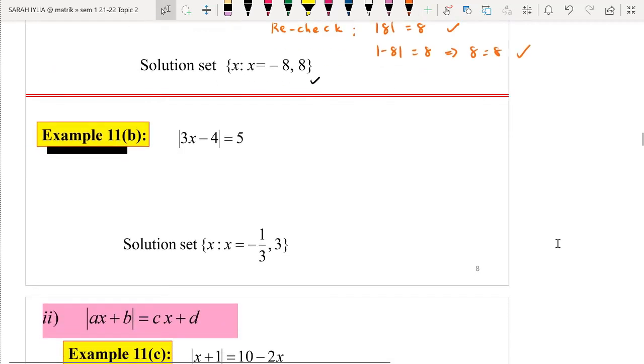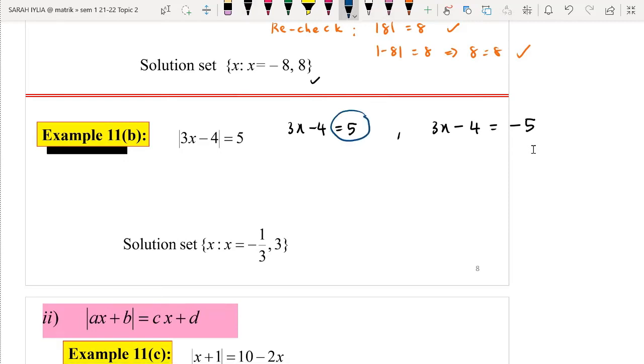11B. Ini case yang sama, dia upgrade sikit, dia ada equation kat dalam absolute value tu. Alright, so first step, copy everything back, drop your absolute sign. So, we will have 3x minus 4 equal to 5. Or, second one, 3x minus 4 equal to negative 5. Mesti ada satu positif, satu lagi negatif.